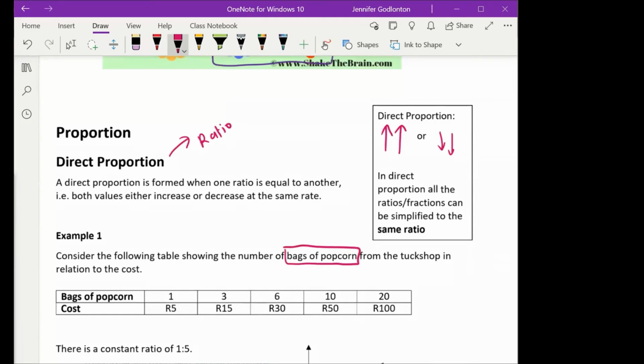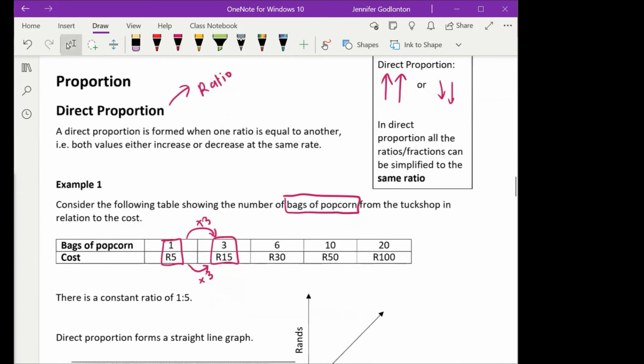So here, 1 bag of popcorn is 5 Rand, which means 3 bags of popcorn would be 15 Rand because we are timesing that by 3 and we are timesing that by 3. So direct proportion, we always would multiply everything the same way. So in this case, we have something called a constant ratio. So whenever we're dealing with direct proportion, we're dealing with ratio.